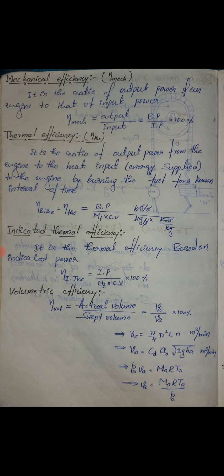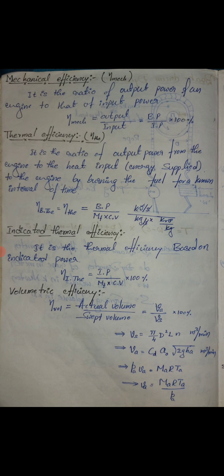Swept volume is given by pi by 4 D square L into n. What is D? D is the diameter of the piston and L is the stroke of the piston. So Vs is given by pi by 4 D square L into n. Be careful while substituting n here. It is not the capital N, it is a small n. Small n indicates the number of cycles and capital N indicates RPM.